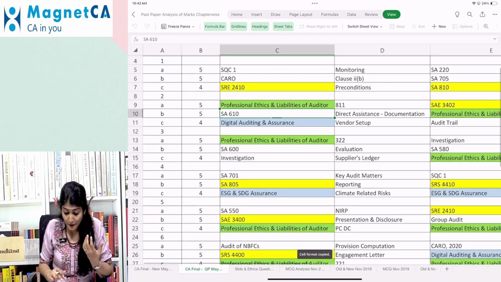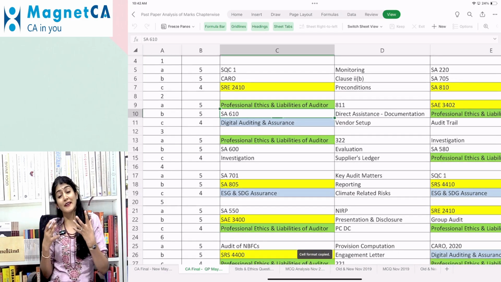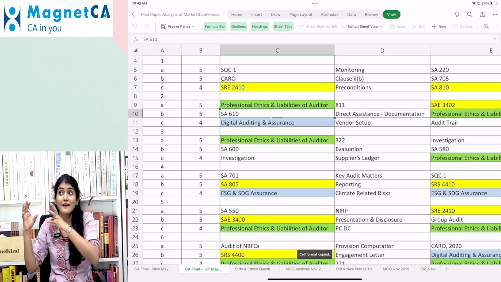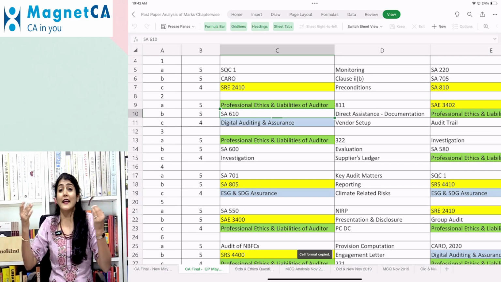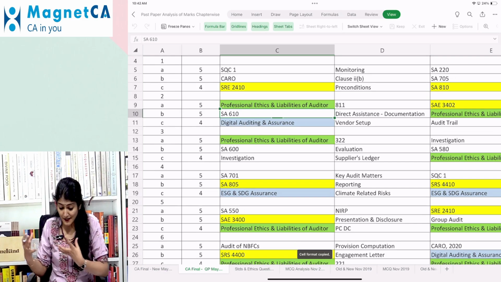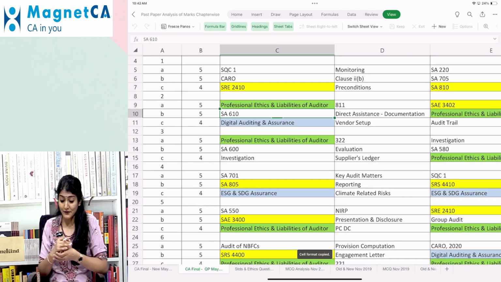Okay, right, then a question regarding the professional ethics and liabilities of auditors. There they've asked a question that you are giving false particulars to ICAI in any information, form, return or statement. So you are guilty of misconduct under 322.